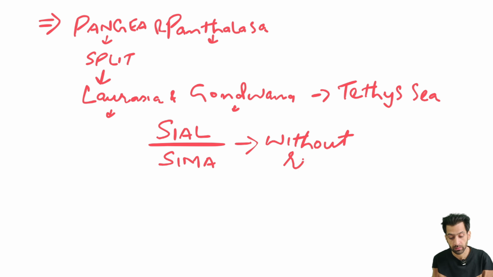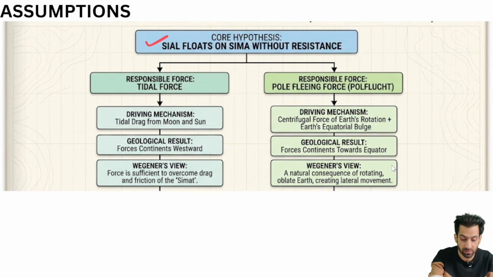Without resistance. That is, it floats like when you drop an ice cube on water. How will it float? Smoothly. Very smooth. That is how he believed that the continents float, or the Sial floats on Sima without any friction. That was the first assumption.